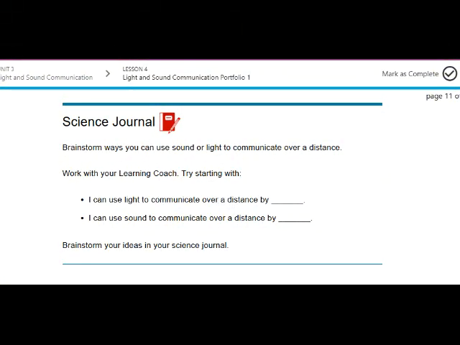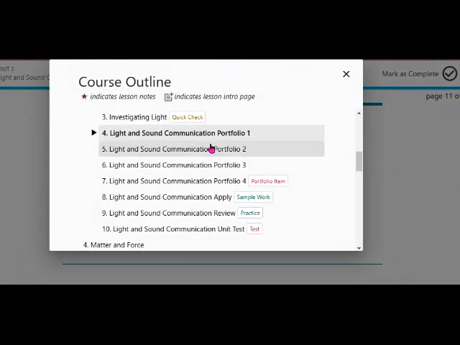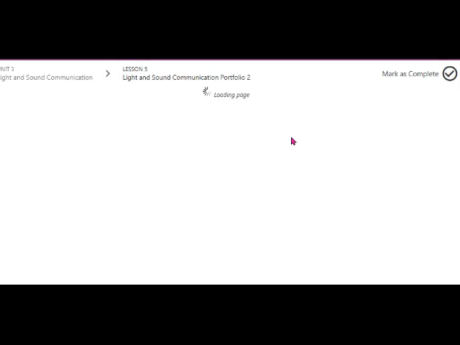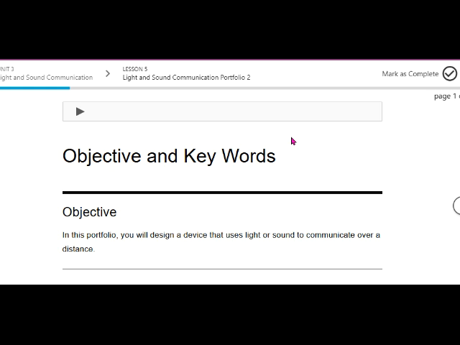All right, so brainstorming, that is the second part we will be turning in to the teacher for a grade. So make sure you have that written down in your science journal. This is the end of lesson 4. So I'm going to go to my course outline and go ahead and go to lesson 5. This is a good stopping point for day 1. You've already asked questions and you've already brainstormed. So if you want to pause here, then you can pick up and continue working tomorrow.